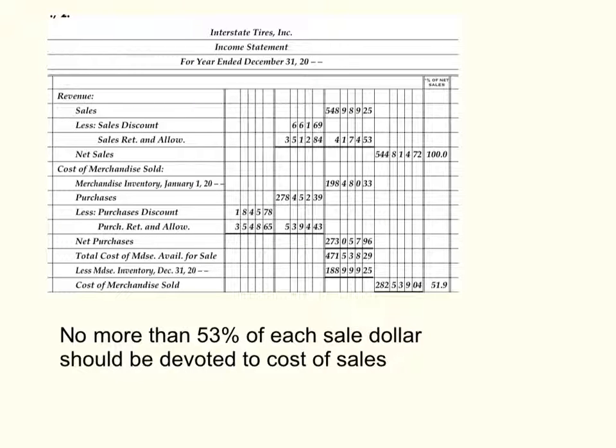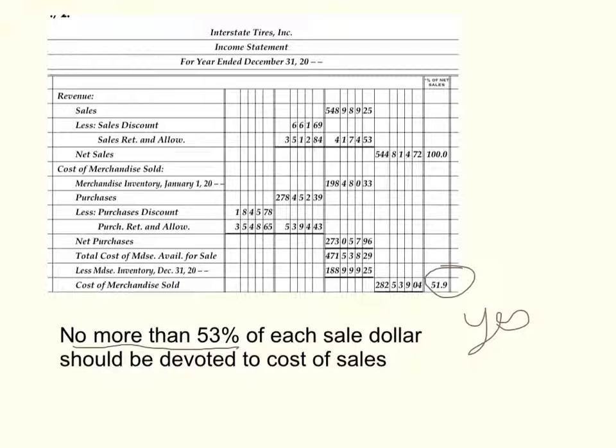You'll now be completing section 15.2 work together, which is on page 460. In step 1, it says that no more than 53% of each sales dollar should be devoted to cost of sales. We have 51.9% as our answer. So 51.9 is not more than 53%. So yes, this is acceptable.